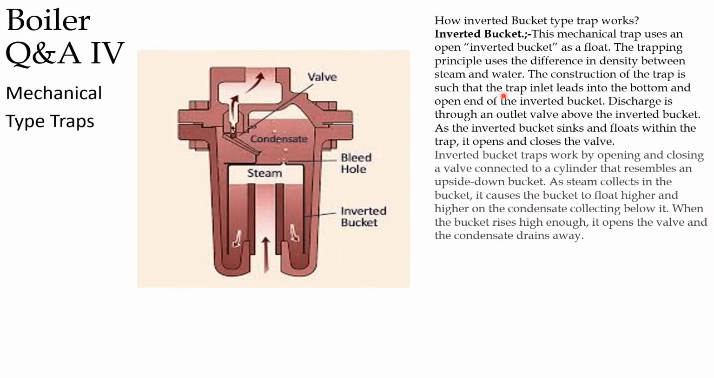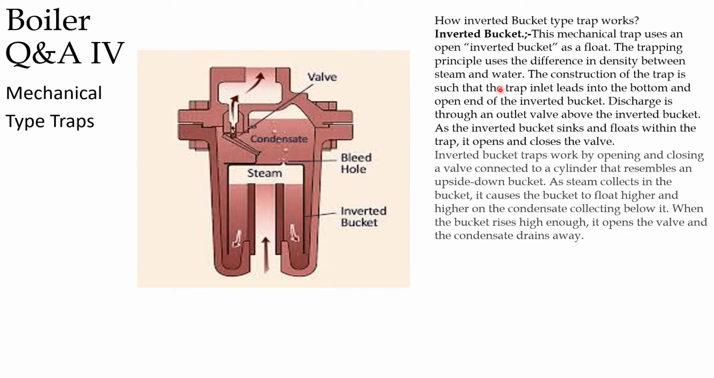The construction of the trap is such that the trap inlet leads into the bottom, the open end of the inverted bucket. It discharges through an outlet valve above the inverted bucket. As the inverted bucket sinks and floats within the trap, it opens and closes the valve. This is the inverted bucket in that line. Steam will collect and it will condense here. The level rises, this bucket will float above this level, and it will open the outlet valve and condensate goes out.